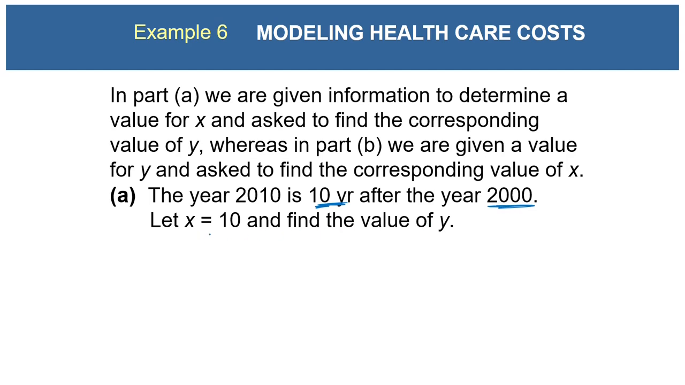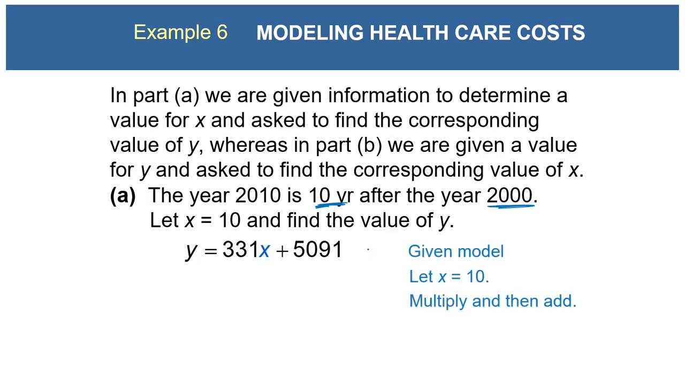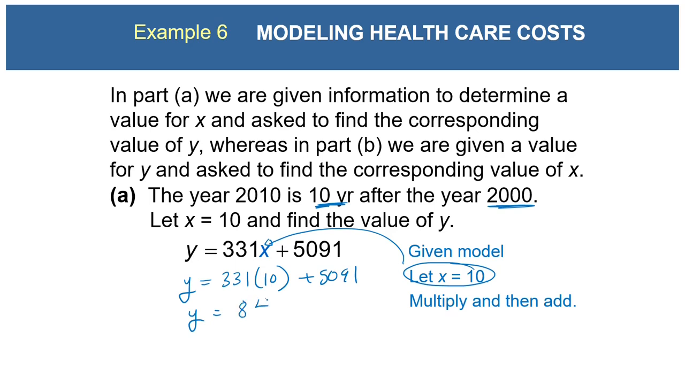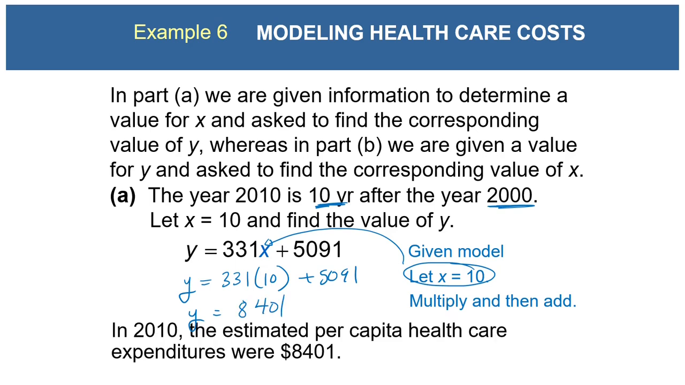In Part A, the year 2010 is 10 years after the year 2000. So let's let X be equal to 10, and then we'll find the value for Y. Here we have Y equals 331X plus 5091. I'm going to replace the X with 10. So we have Y equals 331 times 10 plus 5091. And this would give me 8,401. In 2010, the estimated per capita healthcare expenditures were $8,401, just like we calculated.